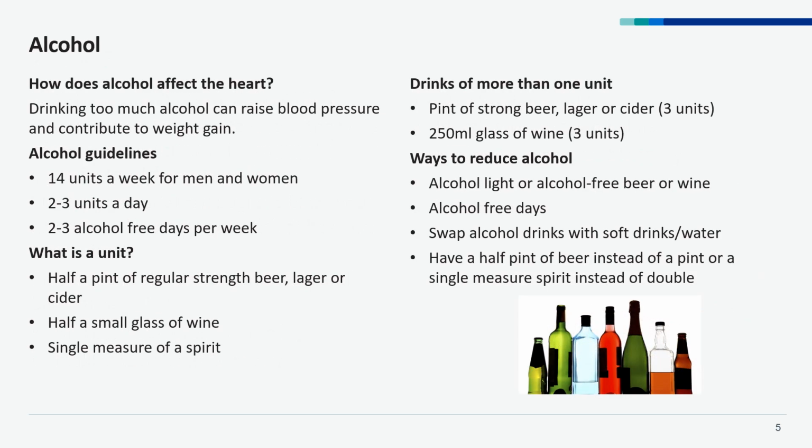Alcohol is not good for your heart as it can increase your blood pressure and can cause weight gain. If you choose to drink alcohol, try to keep it within safe limits. Guidelines advise no more than 14 units per week for both men and women. A single unit of alcohol is about half a pint of beer, a small glass of wine, or a single shot of spirits. Be careful, as there are some drinks which are more than 1 unit. For example, a pint of strong beer, lager, or cider is 3 units of alcohol, and a 250 millilitre glass of wine is 3 units.